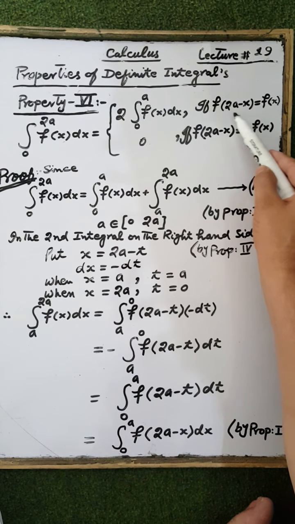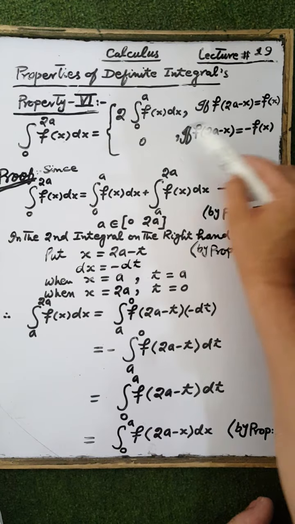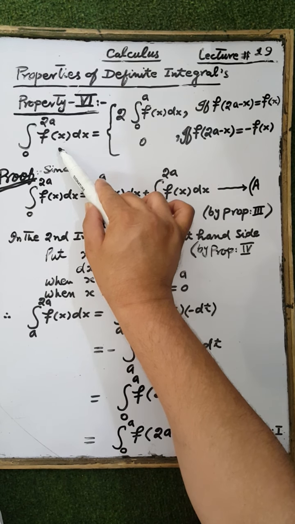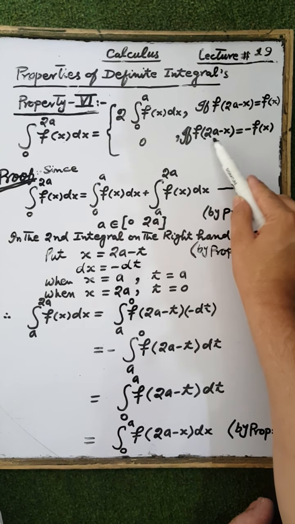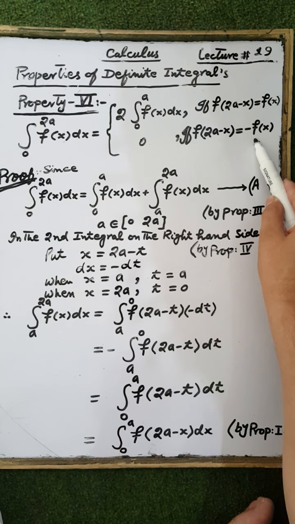If the function f of 2a minus x is equal to f of x. And the result of integration of f of x on the interval 0 to 2a is equal to 0 if the function f of 2a minus x is equal to minus f of x.